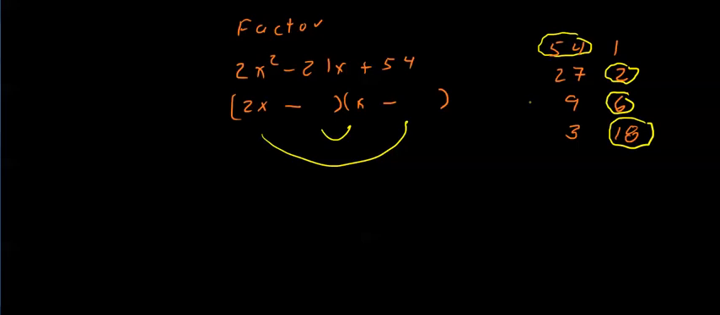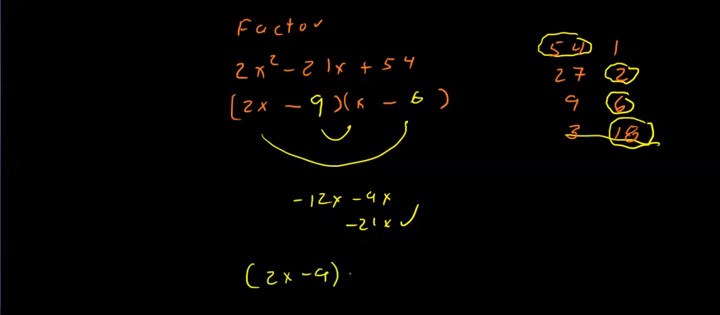And so I'll try 9 and 6. Put the 9 there, the 6 there. Minus 12x minus 9x gives me minus 21x. It's what I want. So my final answer, 2x minus 9, x minus 6. But we made our life easy by eliminating the 18 in this spot right here, the 6, the 2, and the 54. Always look for common factors that you can eliminate.